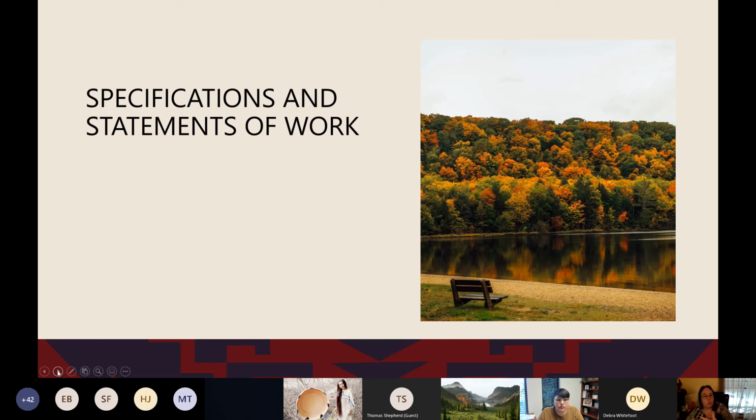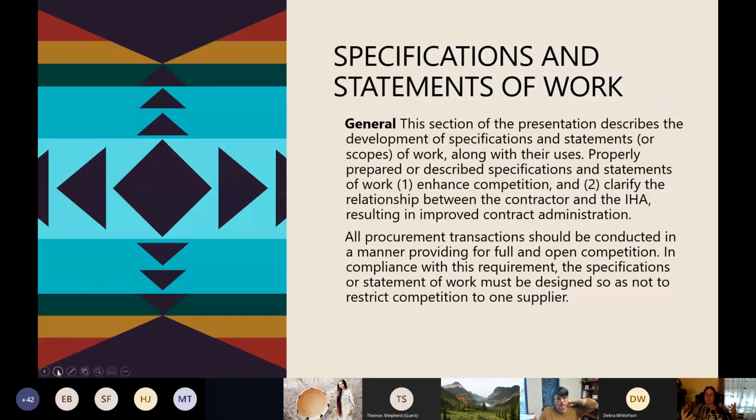So a SOW, or a statement of work specifications. It kind of describes the development of specifications and statements or scopes of work along with their uses. Properly prepared or described specifications and statements of work prove to enhance your competition, clarify the relationship between the contractor and the housing entity, resulting in an improved contract administration, hopefully.